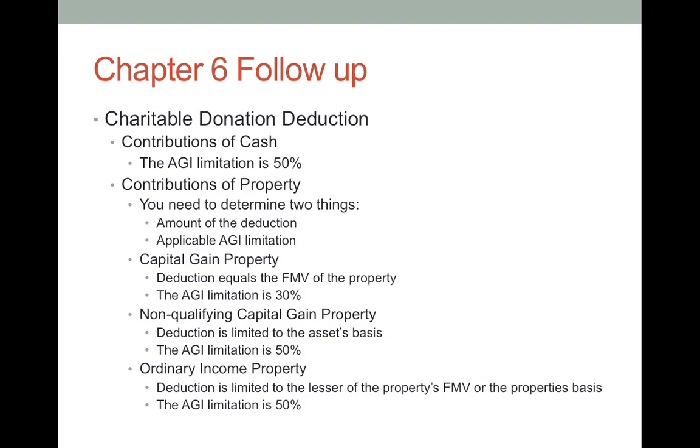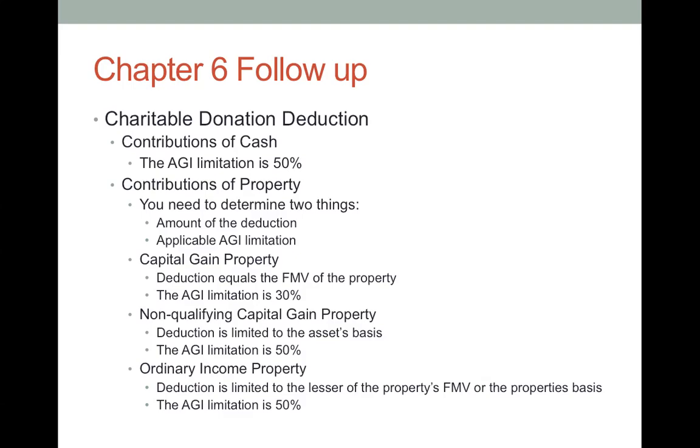Something else where this might become an issue, and probably not going to be an issue, but let's say you donate a car. There's a lot of charitable organizations that will accept donations of cars or boats. Now, these assets tend to depreciate in value. It's unlikely that you have a car that's worth more than when you bought it. But if you do, and you donate it to a charity, and the charity's just going to turn around and sell it, then that would also be an example of non-qualifying capital gain property.